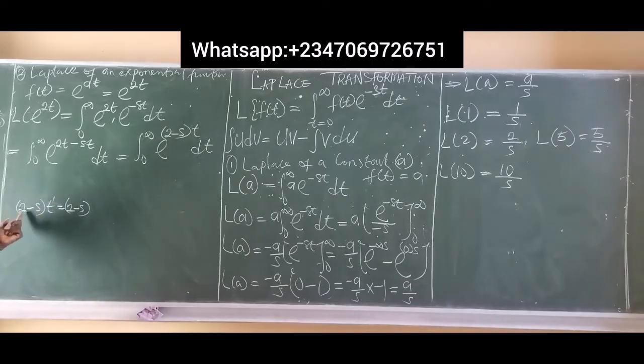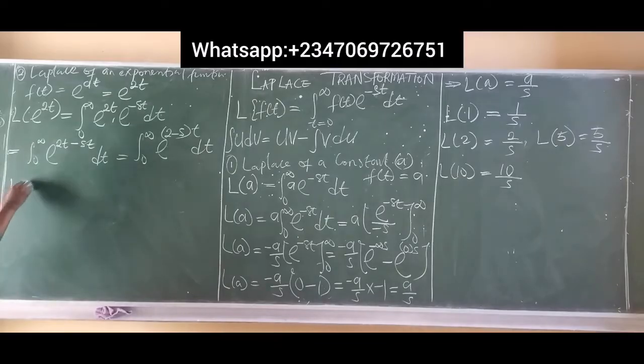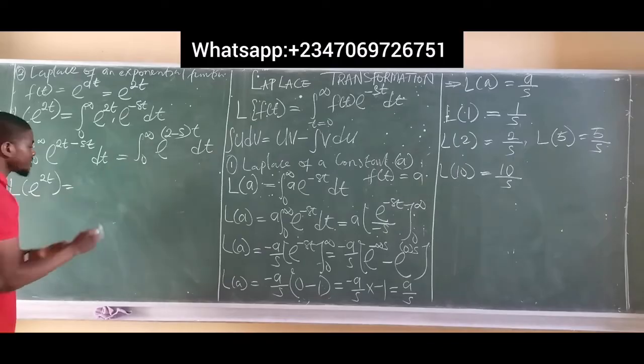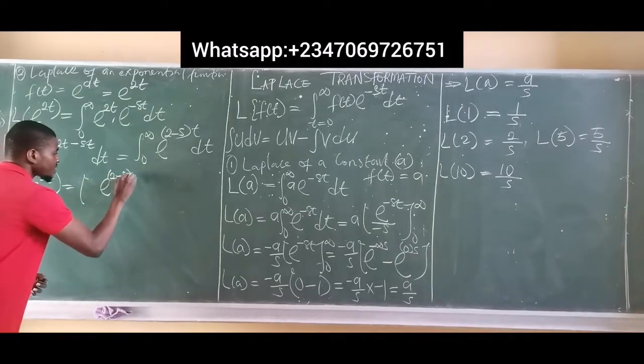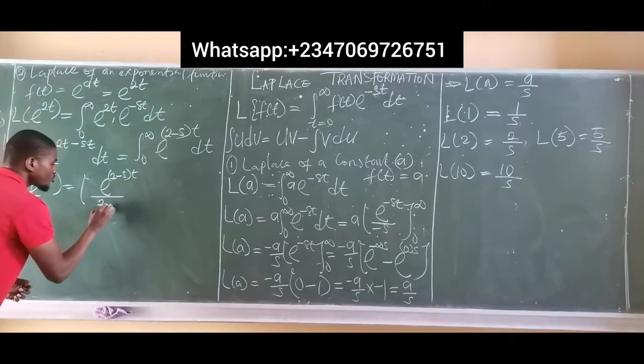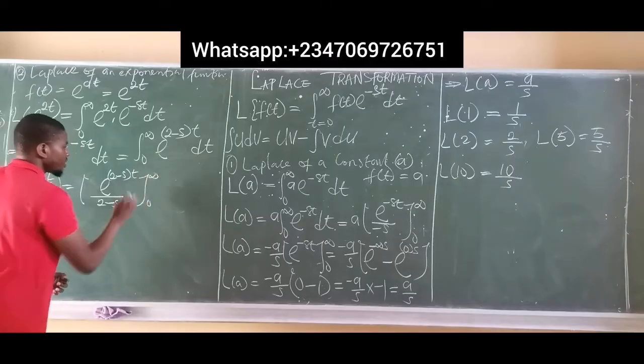Now, keep t and differentiate everything else individually with respect to t. Since none of them contains t, it becomes 0. So the result is simply 2 minus s. Which means the integral will give me the Laplace of exponential 2t, which is now equal to exponential (2 minus s) times t, all over 2 minus s, putting your limits from 0 to infinity.